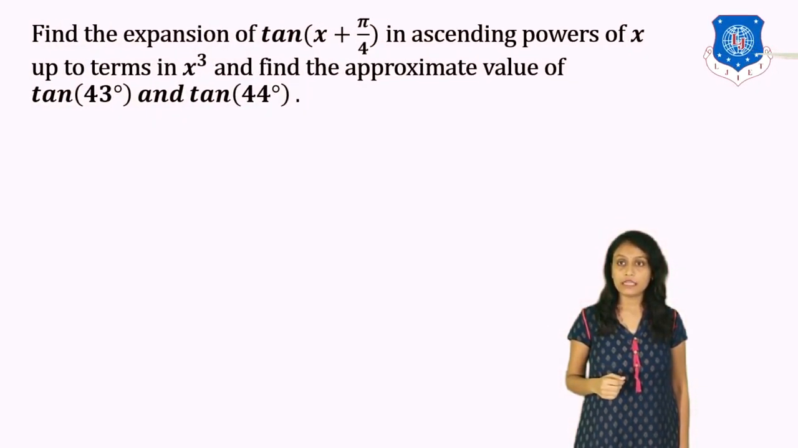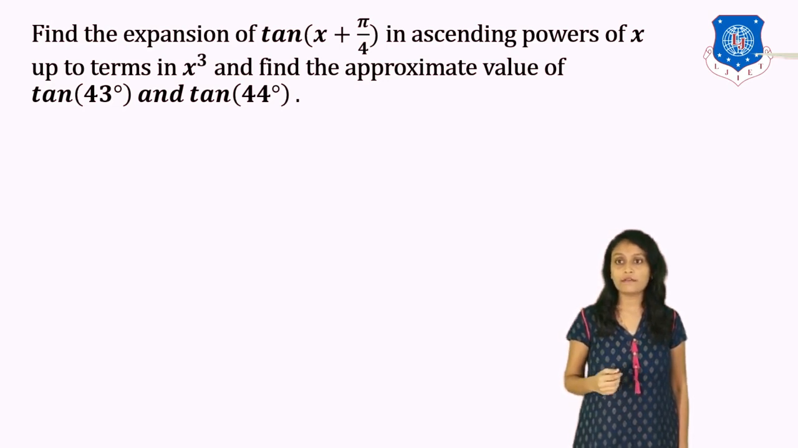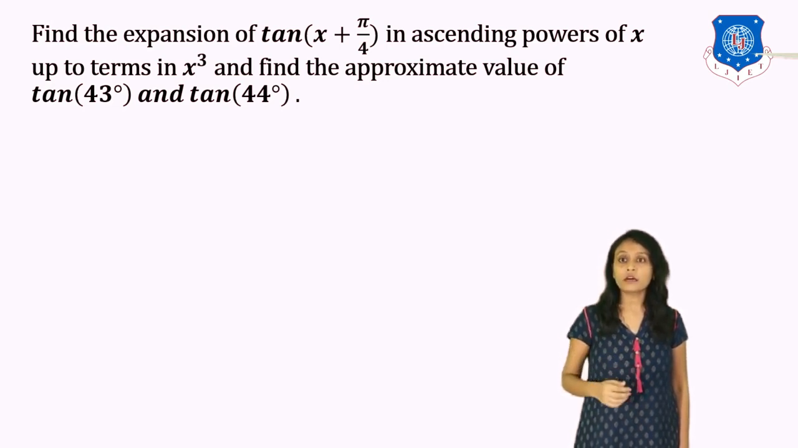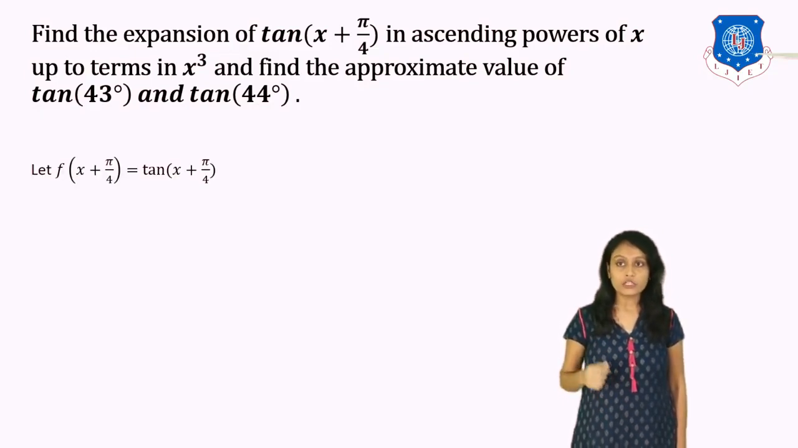The first example is: find the expansion of tan x plus pi by 4 in powers of x up to the terms x cube, and find the approximate value of tan 44 degree and tan 43 degree. Okay, let's see its solution. So f of x plus pi by 4, that is the question, which is tan x plus pi by 4.